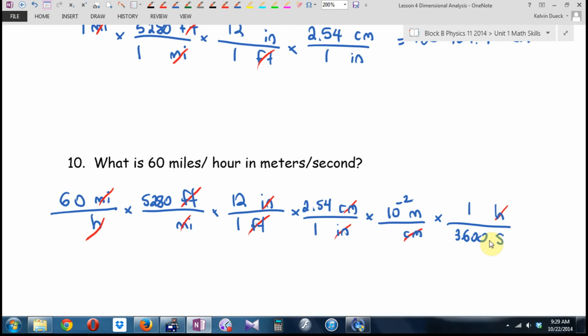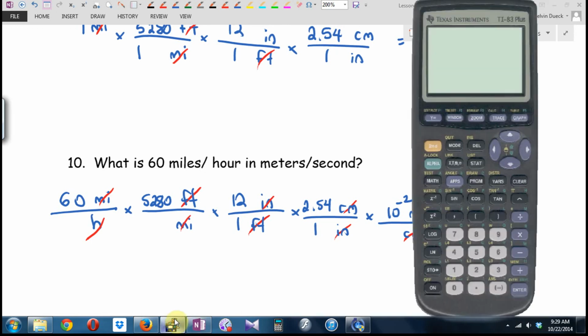And that may seem like a long chain. I'm telling you, it's better than memorizing all this crap. You can. I'm not going to bother. 60 times 5,280 times 12 times 10 to the negative 2 divided by 3,600.